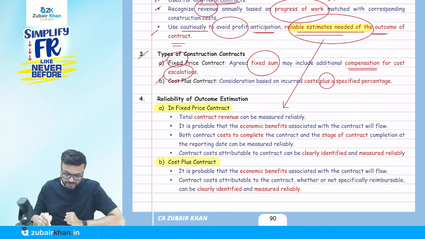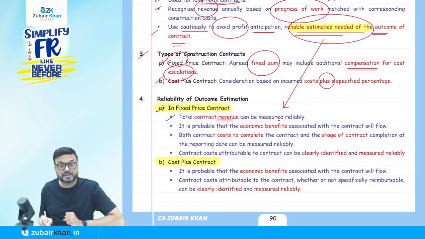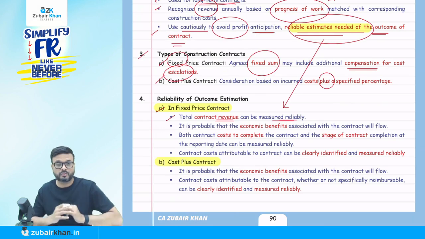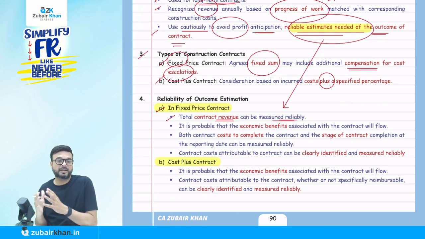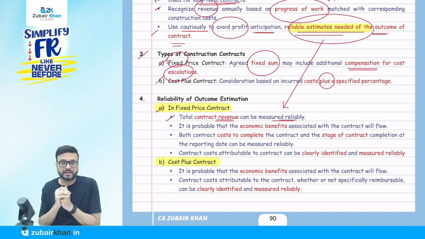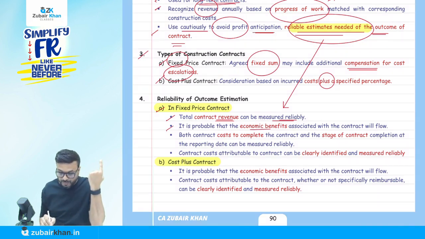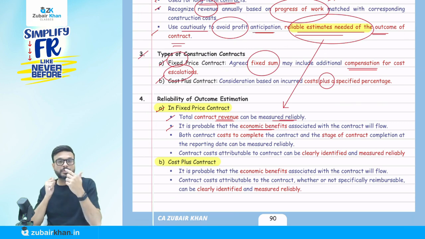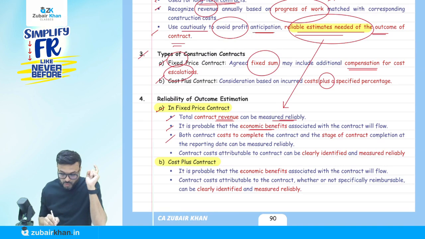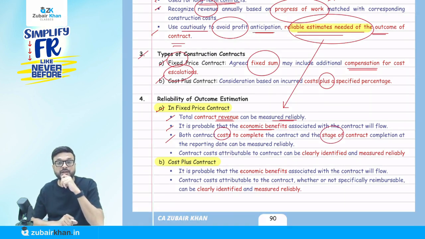So what happens in a fixed price contract? Total contract revenue can be measured reliably. Okay, so we should know what the total revenue should be, which is generally pre-decided between the contractor and the contractee. It is probable that the economic benefit associated with the contract will flow to the contractor. Obviously, it is probable that whatever economic benefit flows, we are going to receive the amount from the contractee. Both the cost to complete the contract and the stage of contract completion at the reporting date can be measured reliably.